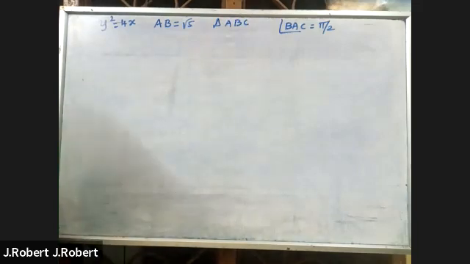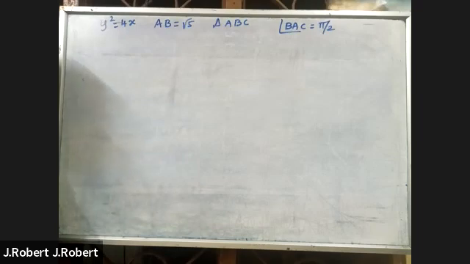A right angle triangle ABC is inscribed in a parabola, y squared equals 4x. A is the vertex of the parabola and angle BAC is pi by 2. If AB is equal to root 5, then find the area of the triangle.